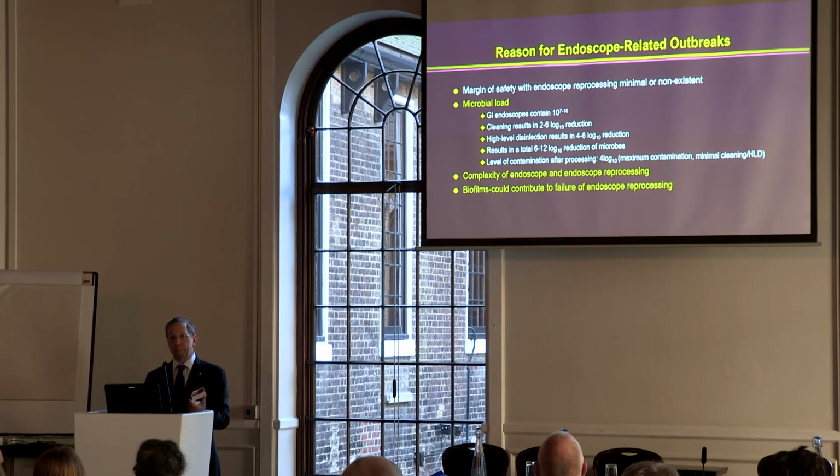Again, GI endoscopes, particularly the colonoscopes, have a very high burden. I should say, by the way, the burden on surgical instruments is 10 to the 2 or less. You're in a sterile field. You've cleaned the skin. We've heard about airflow in the operating room. So they have very low burdens, whereas these are much, much higher. Again, cleaning reduces 2 to 6 logs, high-level disinfection 4 to 6 logs. Again, you can see that you have really no margin of safety, and then biofilms probably contribute to the failure of endoscopes.